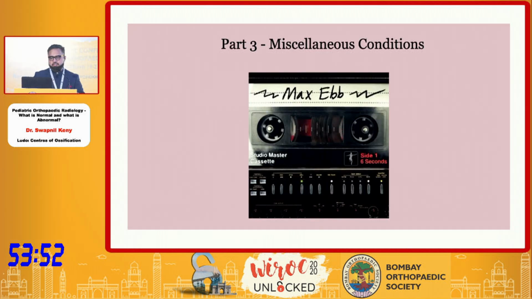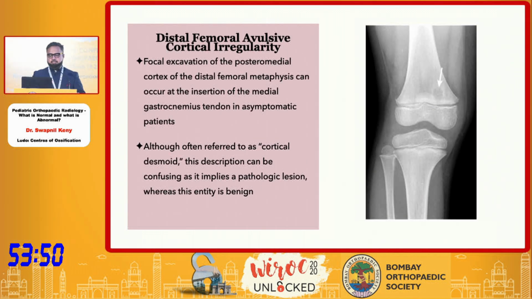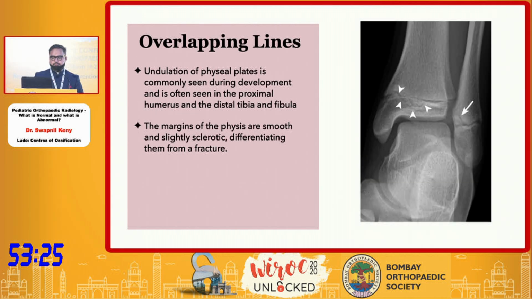The third part of this lecture is the miscellaneous conditions, like the distal femoral avulsive cortical irregularity. It is a focal excavation of the posterior medial cortex of the distal femur metaphysis and can occur at the insertion of the medial gastrocnemius muscle tendon in asymptomatic patients. Though it is referred to as a cortical desmoid, it should not be considered a pathological lesion because this is a totally benign entity and actually it is an attachment.